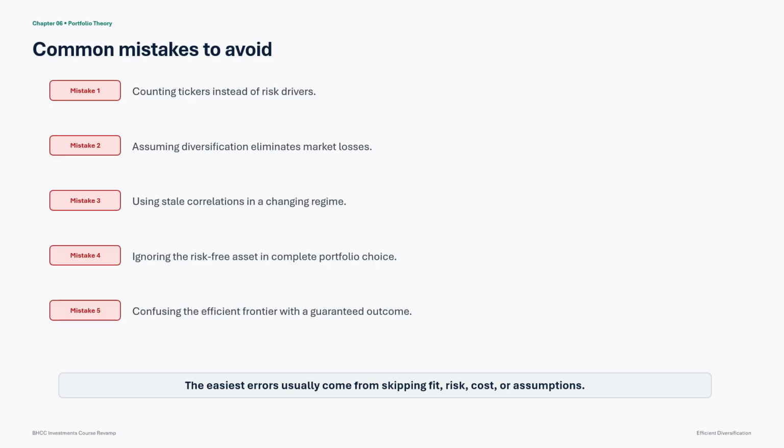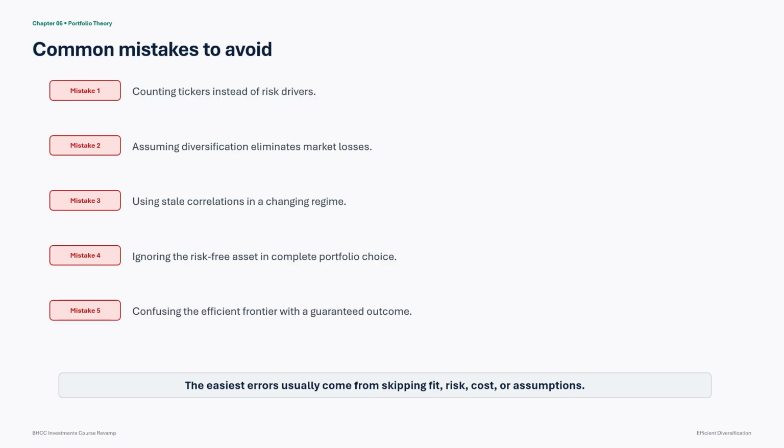Mistake 4 is ignoring the risk-free asset. Portfolio theory separates the choice of the best risky portfolio from the investor's final risk level. Cash or treasury bills are not merely leftovers. They are part of the complete portfolio decision.